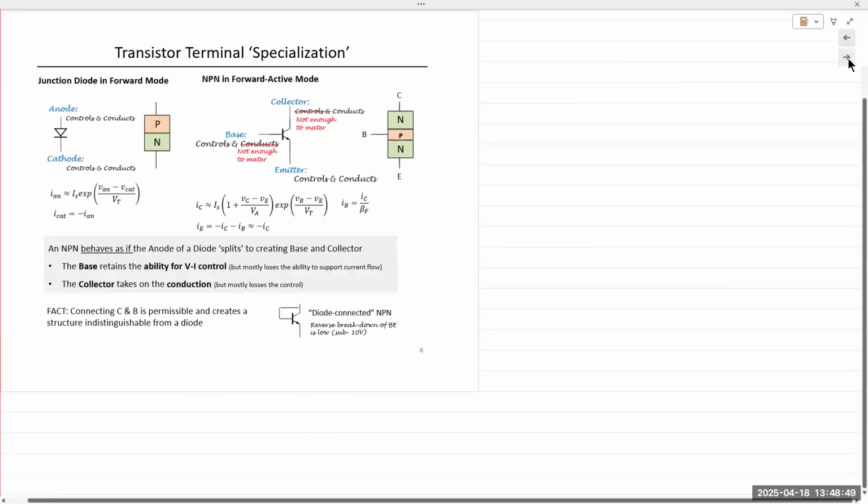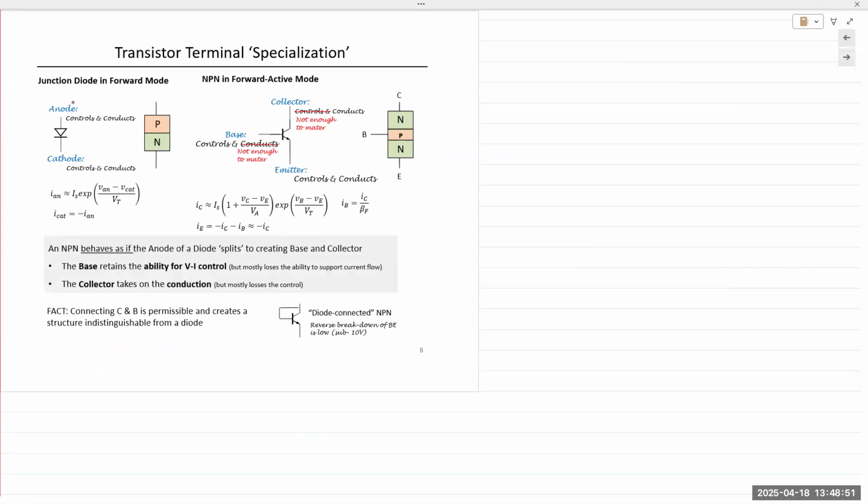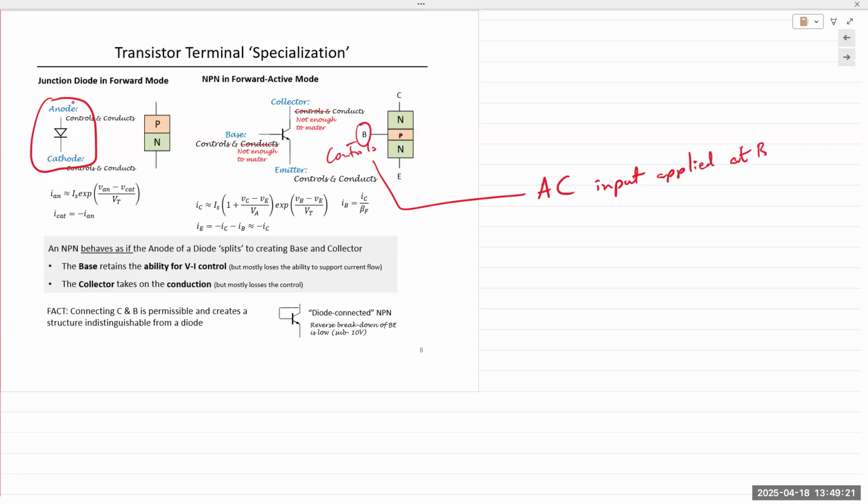So in the PN junction diode, we have an anode and cathode. If we want to control, we have to either vary the voltage or the current that is being applied at those terminals, right? In a transistor, the base is the one that controls. And this control happens due to the AC input at the base.